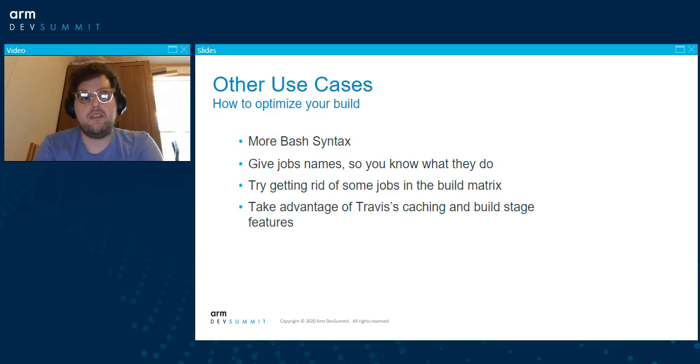Some other use cases that I've used this in, and you probably will too at some point, is to really optimize the build on top of AWS Graviton2. From my experience, you want to use more bash syntax, give jobs names so you know what they do. So many times I've seen people give jobs names that they have no idea what they do, and it slows the build down by minutes. So they have to go back into the YAML file, flip-flop things, it gets messy. On the flip side of that, try getting rid of some jobs in the build matrix, minimal jobs in the build matrix. And last but not least, take advantage of Travis's caching and build stage features. We talked about overcaching earlier, but again, you can still cache and still make a really big impact in build time.